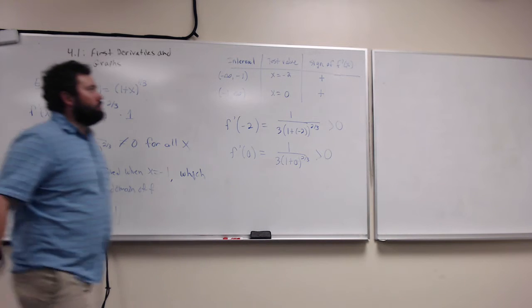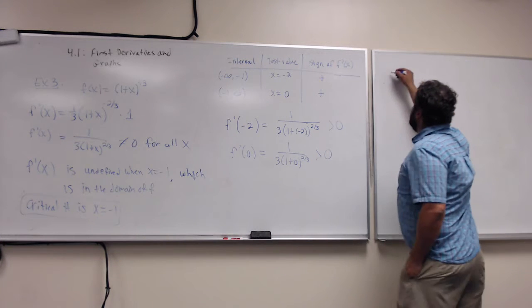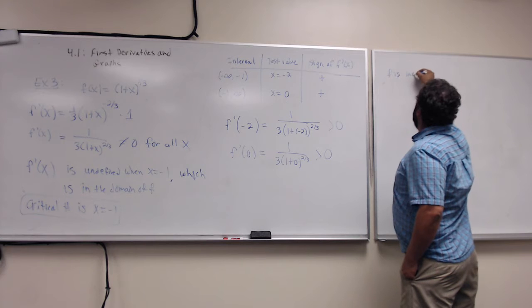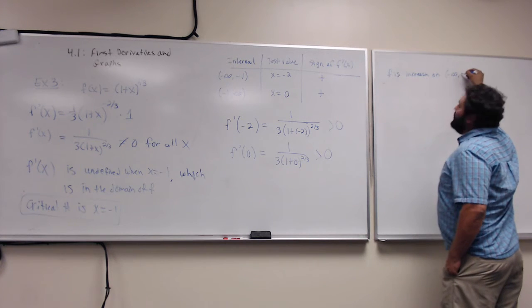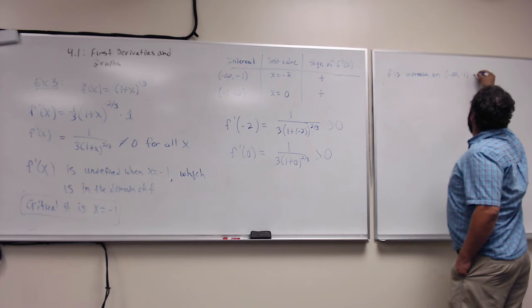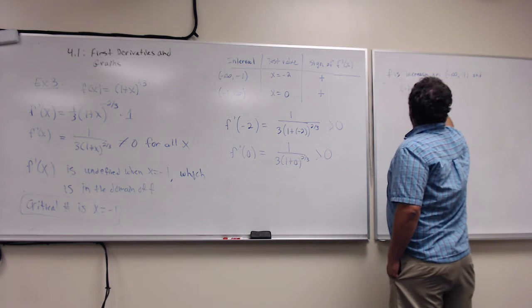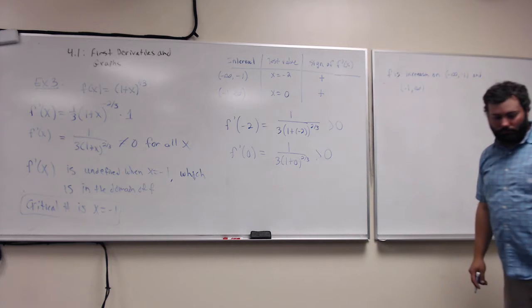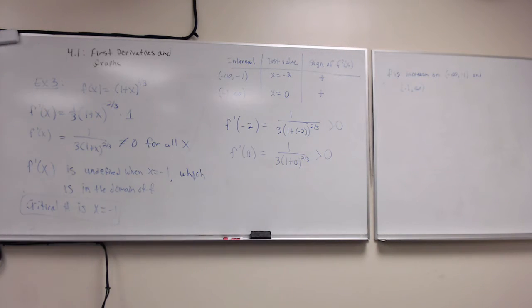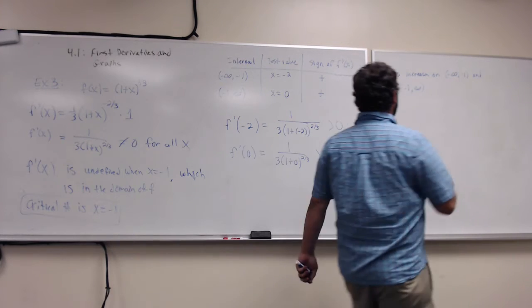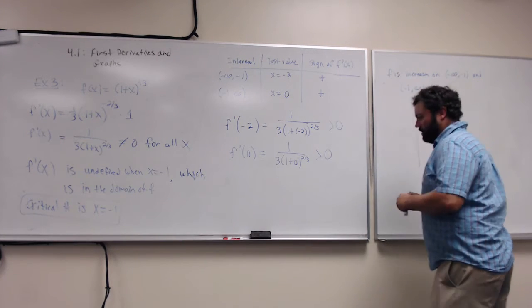So here, the function is always increasing, so you can just say f is increasing on the interval negative infinity to negative 1 and negative 1 to infinity. Like I said, at negative 1 itself, the function is defined, but the derivative isn't. I think this is going to be a case where you have a vertical tangent line. So let me try and sketch you a rough sketch of what this graph looks like.